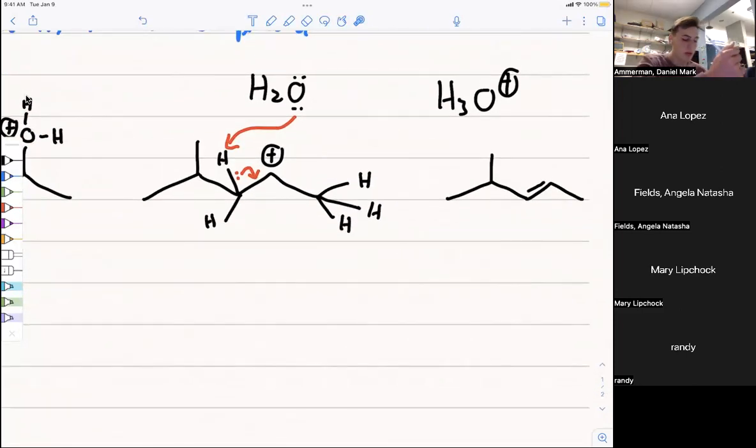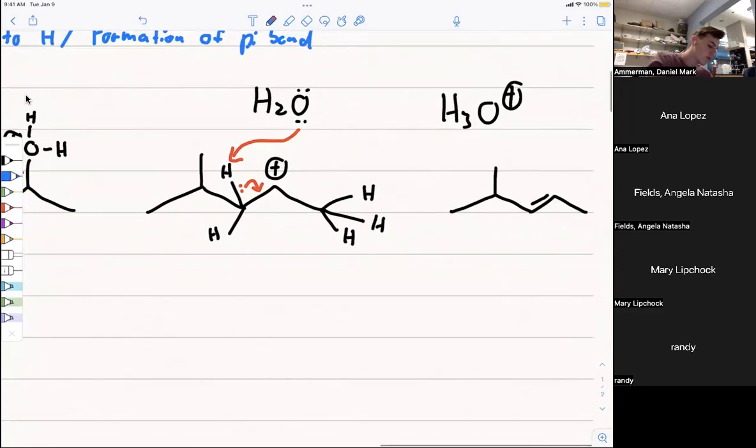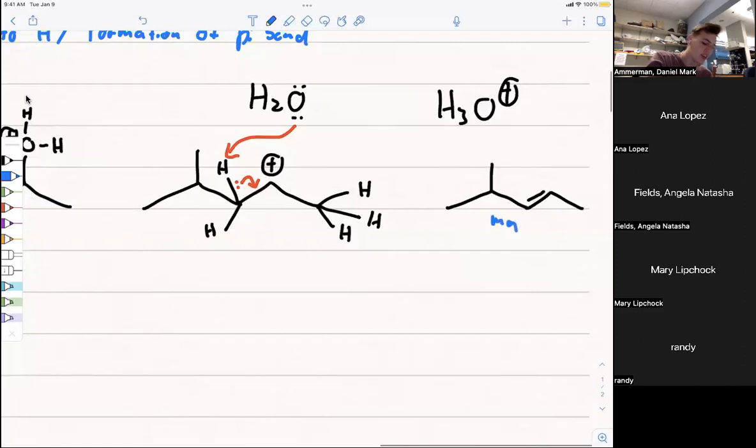The thing you want to be careful with here is, as I just said, this is the major product because it follows Zaytsev's rule. I think that's his name. I might be pronouncing it wrong. It starts with a Z though.